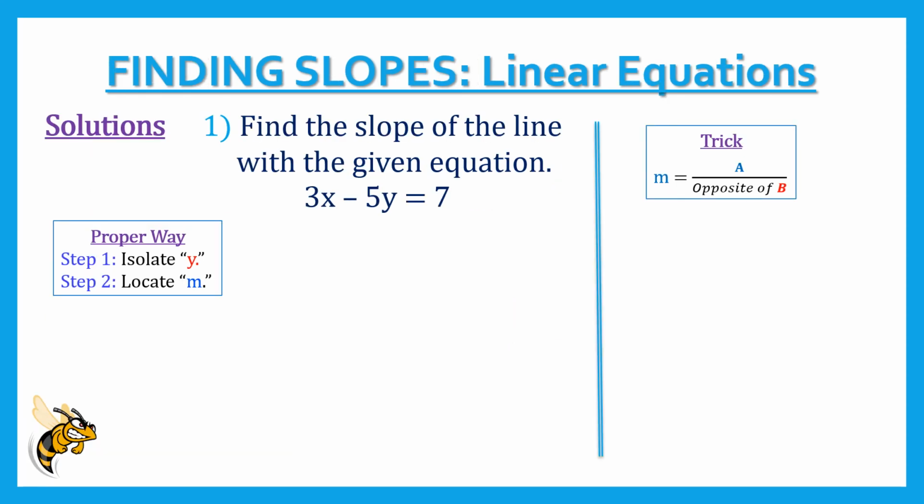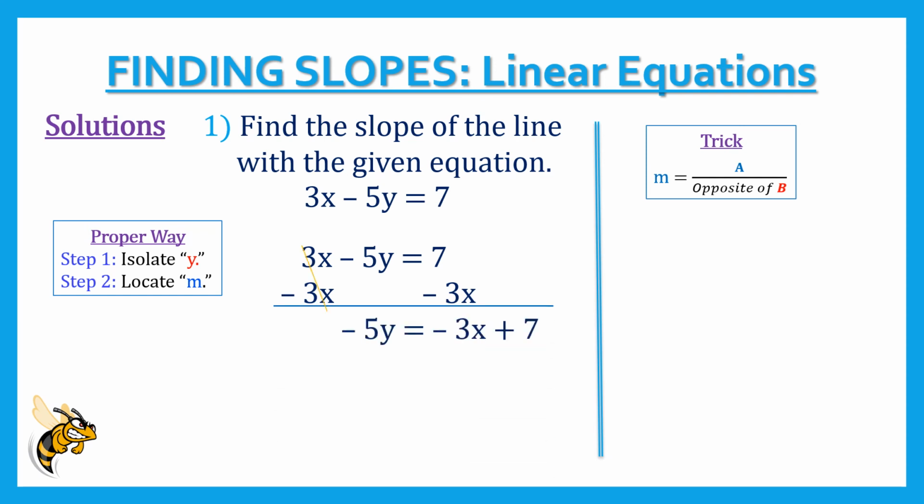Solution. Find the slope of a line with the given equation 3x minus 5y equals 7. We're going to isolate the y by moving the 3x, subtracting 3x from both sides. So negative 5y equals negative 3x plus 7. Divide everything by negative 5. Once again, remember, numbers along the L should be exactly the same. So y is equal to 3 over 5x minus 7 over 5.